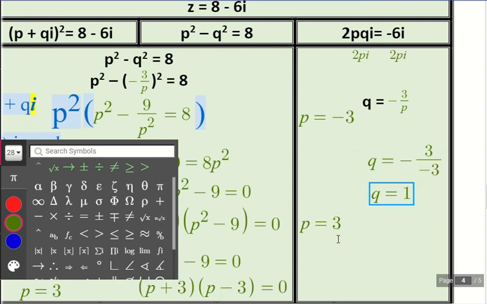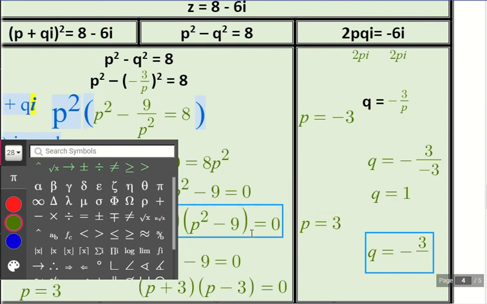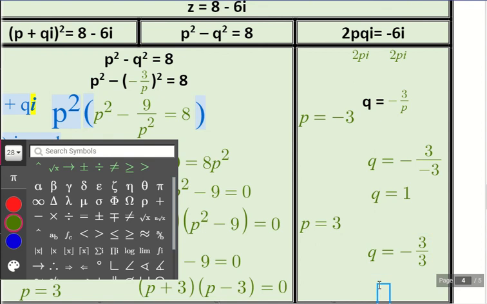Now down here I want to consider if p is positive 3. So I use this same equation again. q equals negative 3 over, and this time, when I substitute p in, I have a positive 3. And negative doesn't cancel out, but 3 over 3 is 1. So in this situation, q equals negative 1.